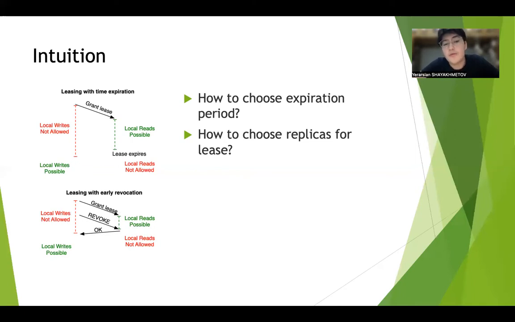Because if the period is too long, it is possible that when some node wants to commit the data, it may wait too long. But if the expiration period is too short, it means that the period during which local reads are possible is very short, and the performance improvement that we get is small and not significant. And another question to ask is how to choose replicas for this.